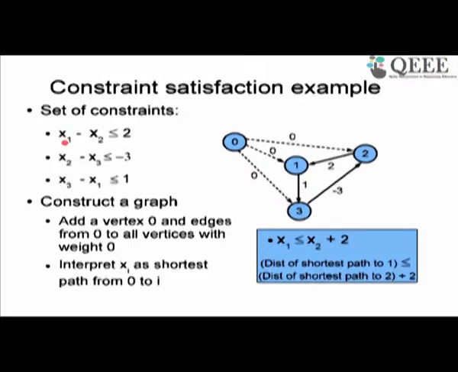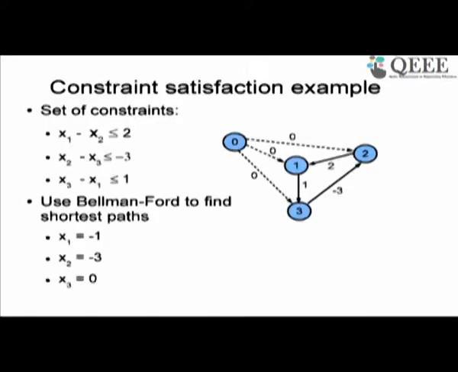Therefore, I can read xi as shortest path from 0 to node i, and then all these constraints will be completely represented by this graph, and therefore I can use Bellman-Ford. Is it okay? I can use Bellman-Ford from 0 to all the nodes, and if Bellman-Ford finds me a shortest path, then that shortest path is the answer for that particular constraint. So I use Bellman-Ford and I found x1 equal to -1, x2 equal to -3, x3 equal to 0, and so I have solved these constraints.